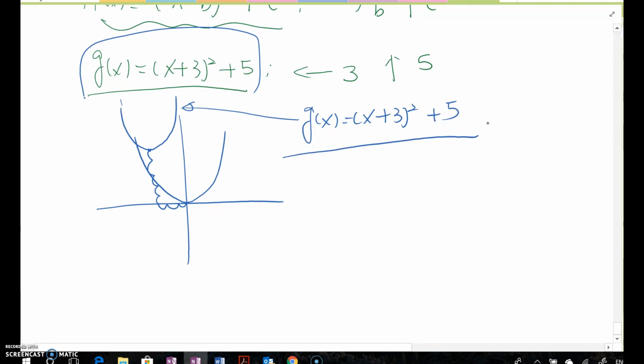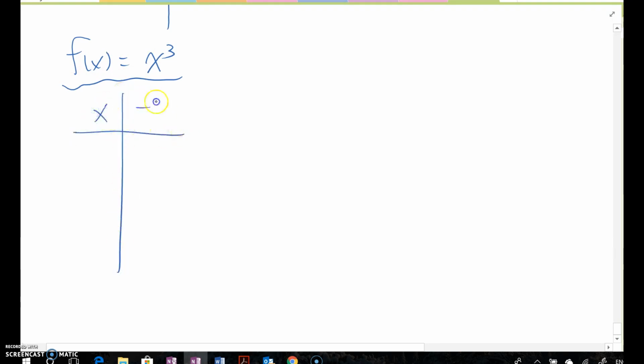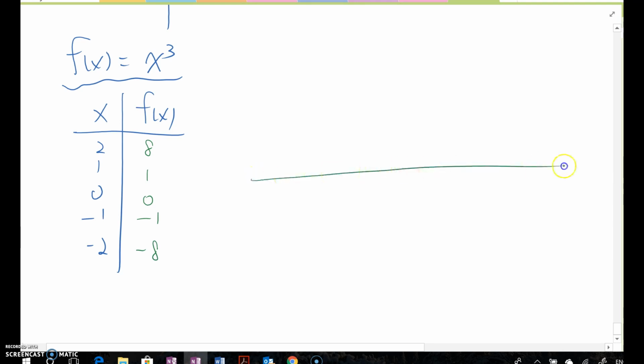Now, what about the cubic function? So the cubic function is formed as x cubed. So let's find a few points and then draw this graph here. So maybe 0, 1, 2, negative 1, negative 2. You plug each x value into f(x), then you will get the outcomes 8, 1, 0, negative 1, negative 8. So we plot those points on the plane graph here.